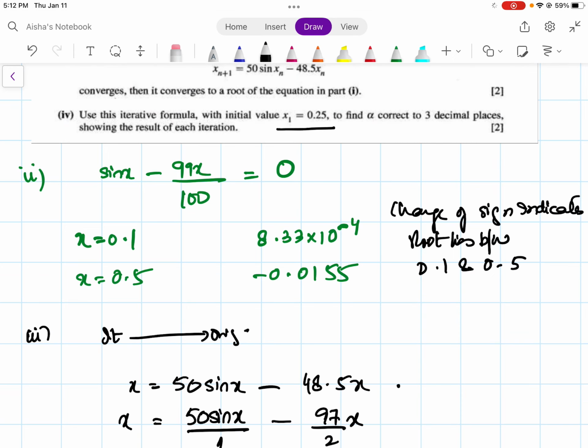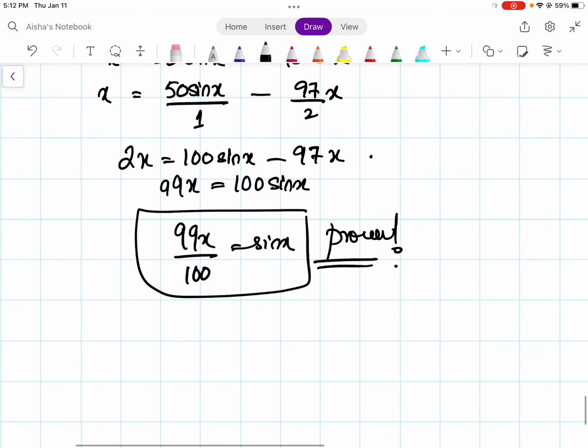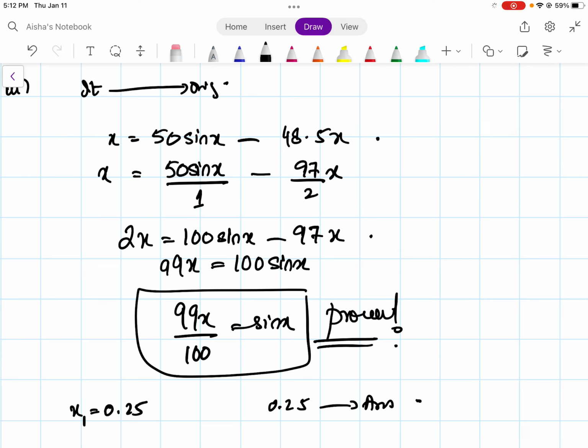Now the initial value is given here, so you will not take any one of these values. You will use the one given in the question. In the previous question that we did, the initial value was not given, so we were looking at the diagram or the roots that were provided in the previous parts. So now x1 is 0.25. The iterative formula: 0.25 will be saved as the answer. Iterative formula is 50 sine answer minus 48.5 into answer. Calculate 0.25.